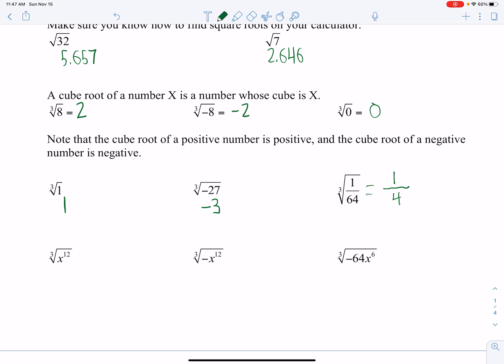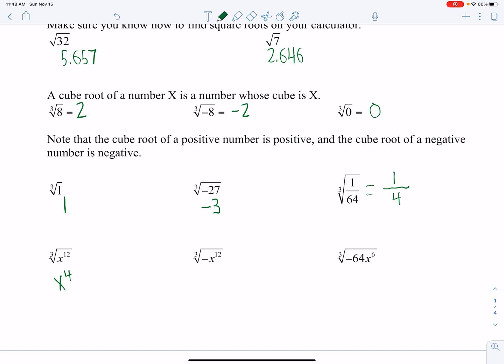Now, you remember a minute ago, we said that when you're doing square roots of exponential expressions, you divide the exponent by 2. So it makes sense then that when we're doing cube roots of exponential expressions, we would divide the exponent by 3. So for the cube root of x to the 12th, we divide 12 by 3, and we have our answer, x to the 4th.